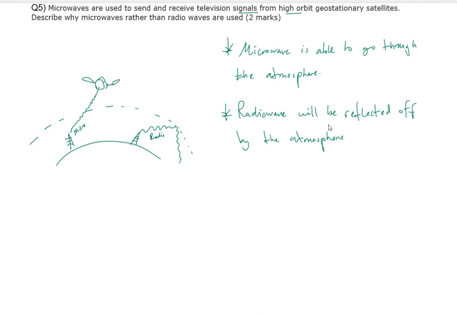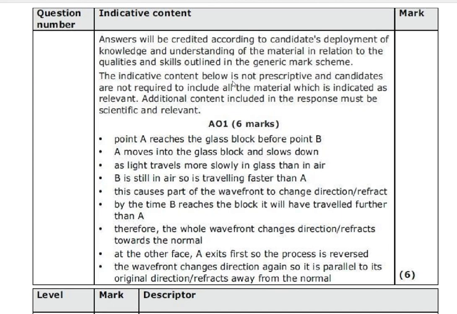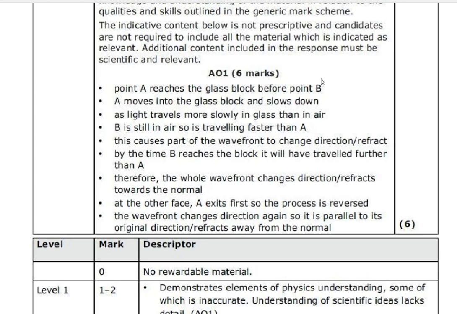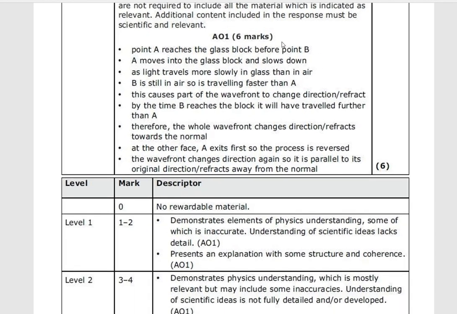Okay. Now make sure that your work is properly in purple pen. As you can see, we need to know how this works. Now I'll show you the mark scheme as well, in case you are not sure. Okay, so this is the mark scheme for the first one. Okay, now 6 marks, these are the bullet points. However, you need to make sure that these bullet points make sense.